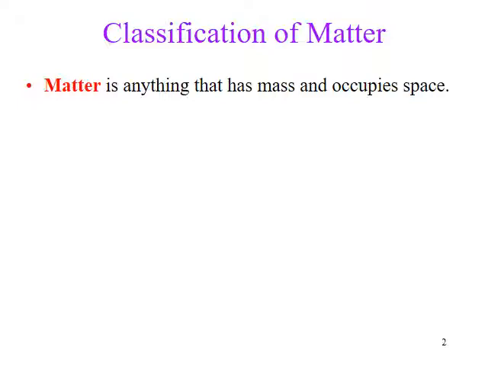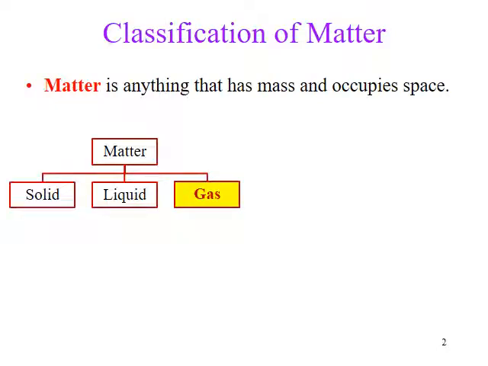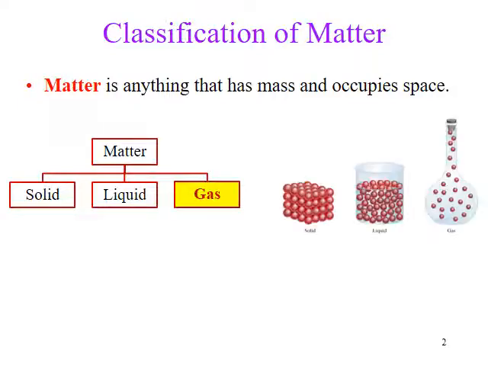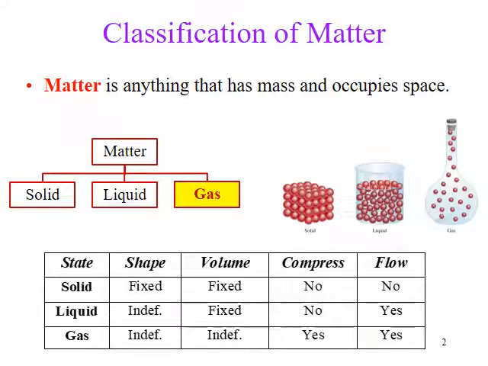Matter is basically anything that has mass or occupies space. So everything and anything that you can feel or see is essentially matter. Matter can be classified into three different states: solid, liquid, and gas. You have already studied some properties of solids, liquids, and gases, and in this chapter we will majorly be focusing on different properties of gases and how they are related to each other.